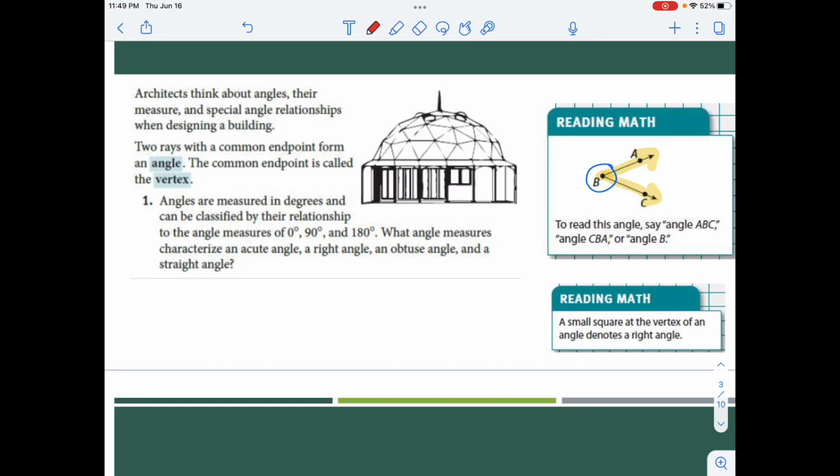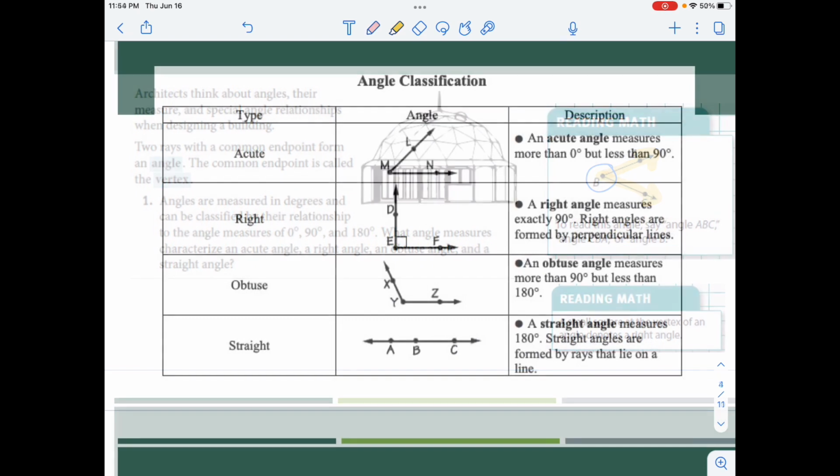Angles are measured in degrees and can be classified by their relationship to the angle measures of 0 degrees, 90 degrees, and 180 degrees. What angle measures characterize an acute angle, a right angle, an obtuse angle, and a straight angle? Let's look at this chart together.